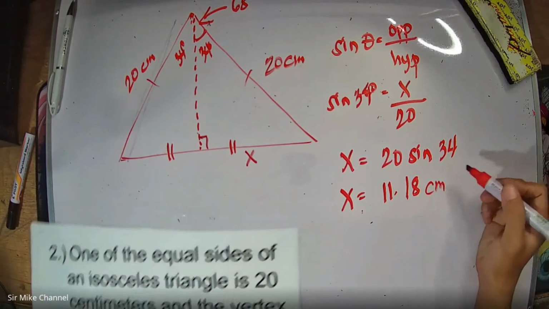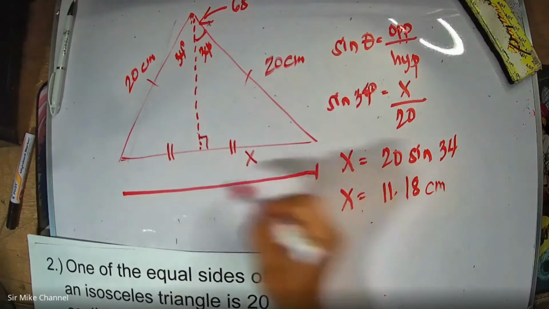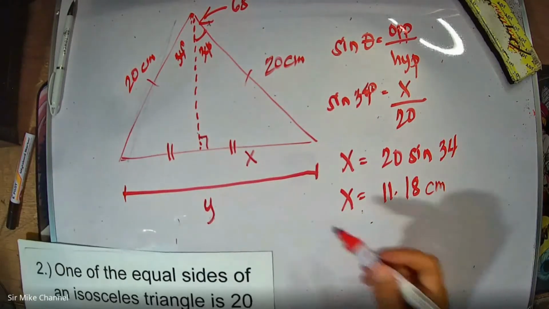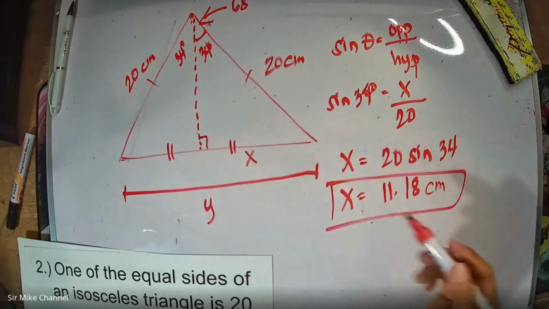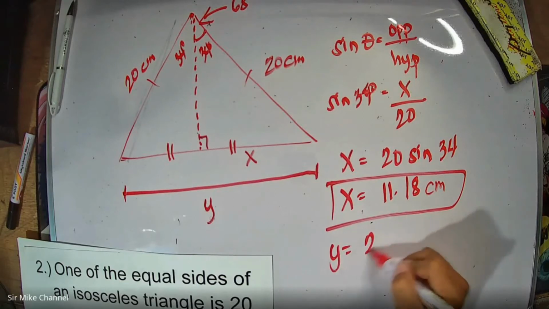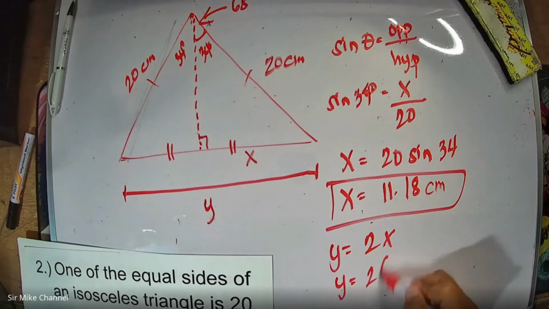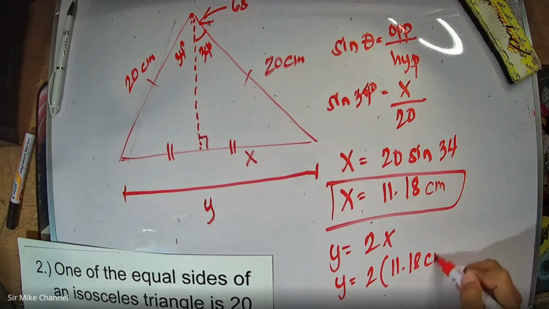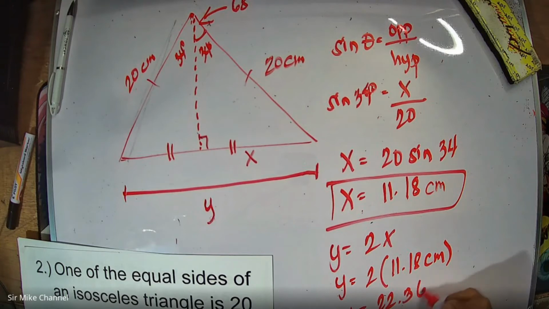Okay, so para ma-solve natin yan, syempre ito yung kabuuan. Diba? Let's say ito yung y. So, para makuha natin yung y na yan, let's say, times 2 lang natin sa x. So, y is equal to 2x. So, 2 times 11.18 cm. So, y is equal to 11.18 times 2. So, meron tayo 22.36 cm. So, that is the final answer.